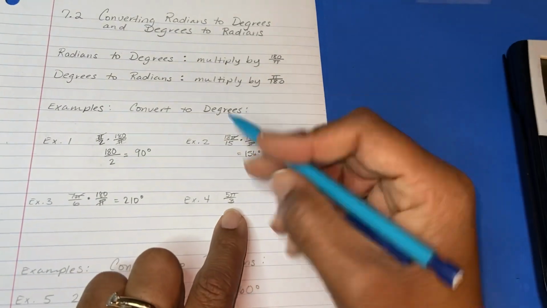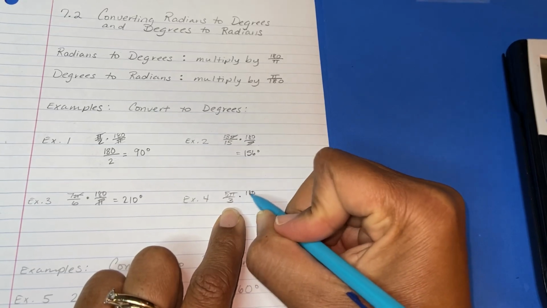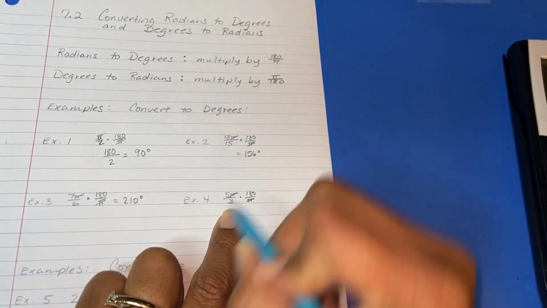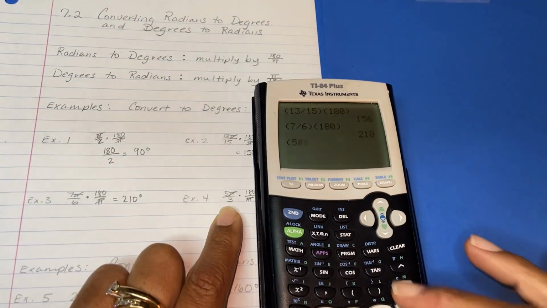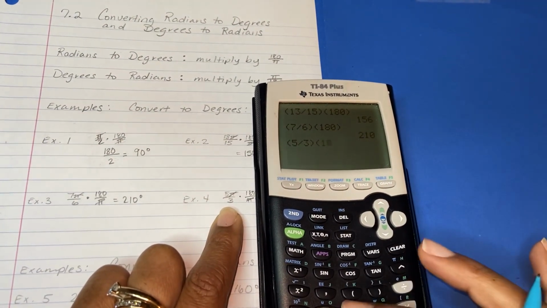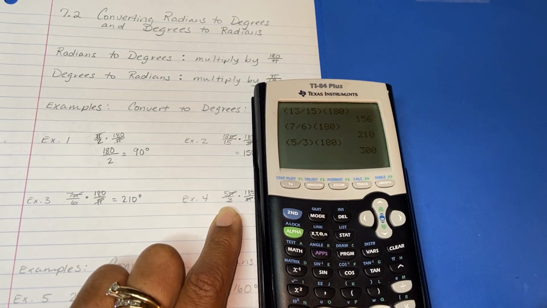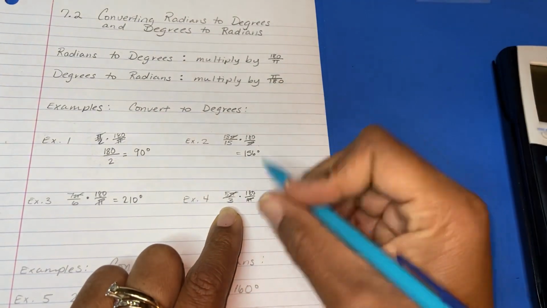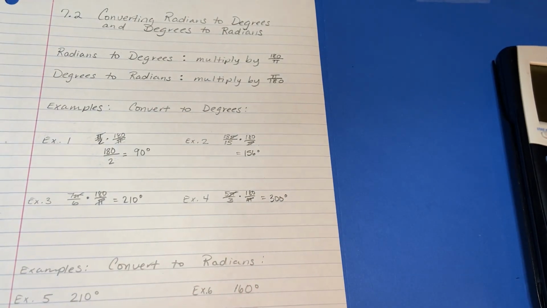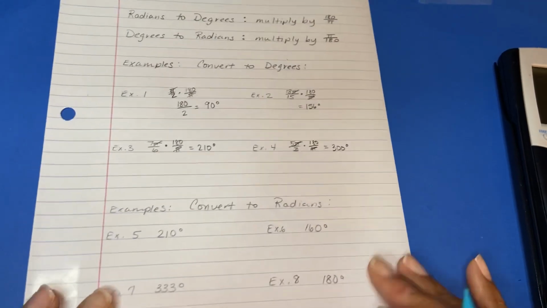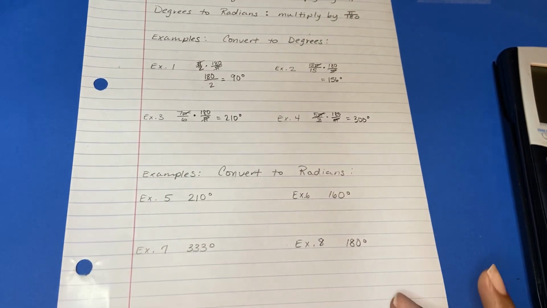Then for example number 4, we're going to multiply by 180 over pi, cancel the pi's, and then 5 over 3 times 180, we get 300 degrees. Simple. All right, next let's look at converting to radians.